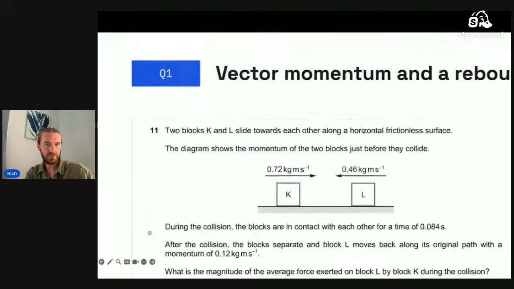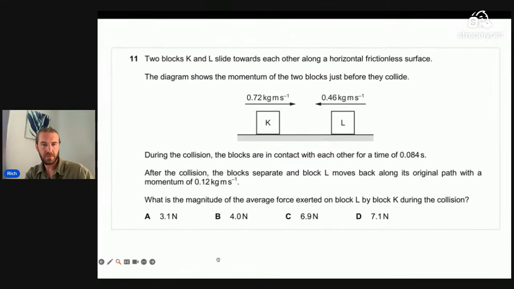Is that better? I just saw a message saying, could I zoom in? So hopefully that works.